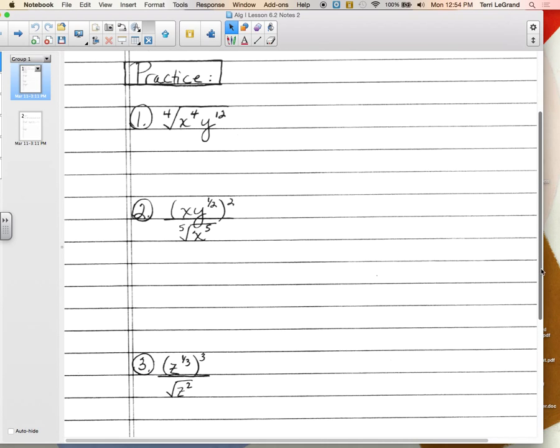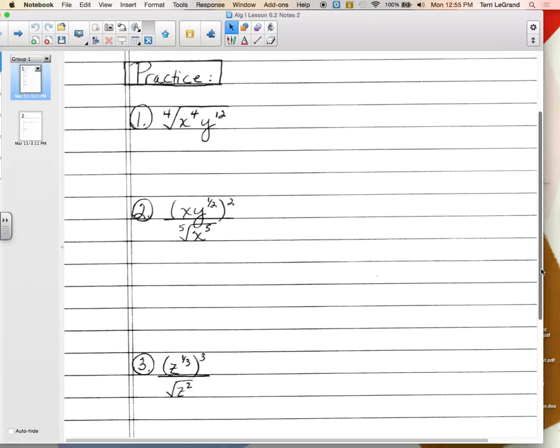So number 1, we have that 4 in the crook of a radical sign, and under the radical sign, what's called our radicand, we have x to the 4th, y to the 12th. So what is this really asking us to find? What is it asking us for? Isaiah? The 4th root of x to the 4th power. Yeah, it's asking us to find the 4th root of that algebraic expression, x to the 4th, y to the 12th.